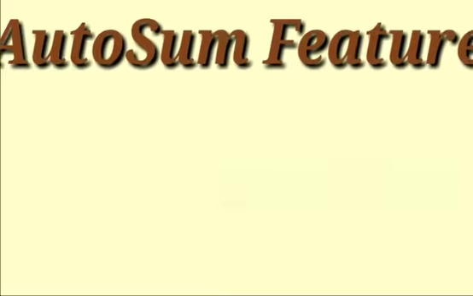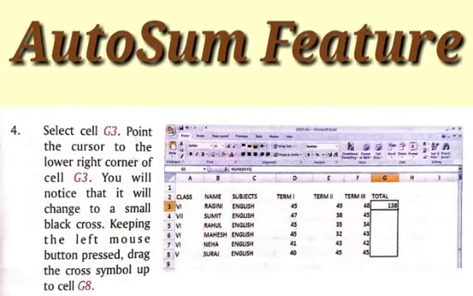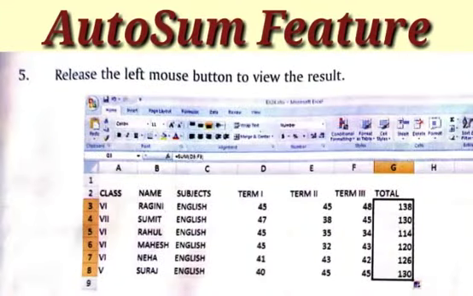In the fourth step, select the cell G3. Point the cursor to the lower right corner of the cell G3. You will notice that it will change to a small black cross. Keeping the left mouse button pressed, drag the cross symbol up to the cell G8. In the fifth step of the Autosum feature, when we release the left mouse button, we will view the result here.